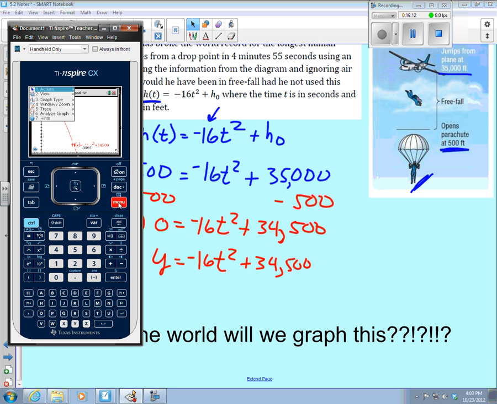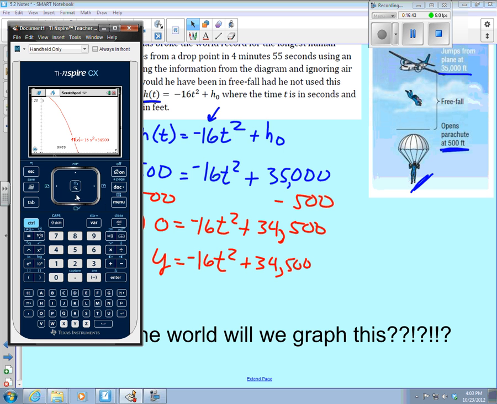When I do that, I'm going to go to menu and I'm going to go to analyze graph and find 0 now. I want to see where it crosses the x-axis. You can see my little hand going there. I'm going to say click here through here and it's going to give me a 0. Where is my 0? Hit enter. Oh, I don't want to do that.